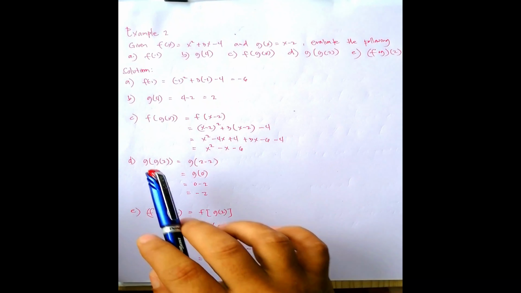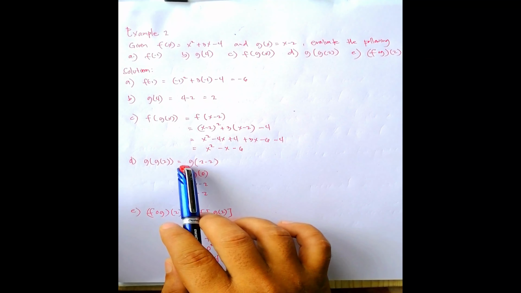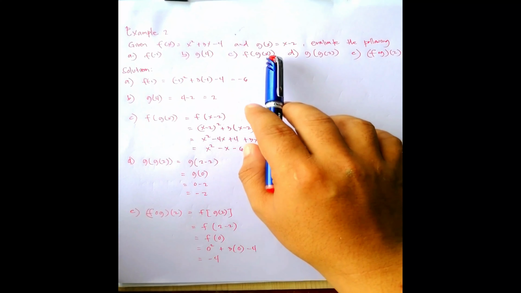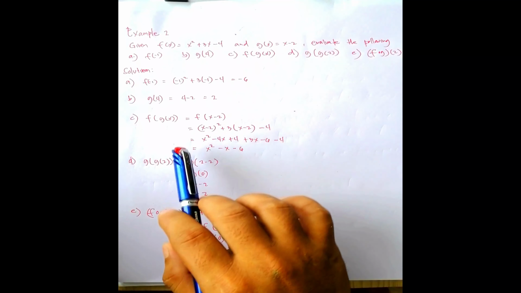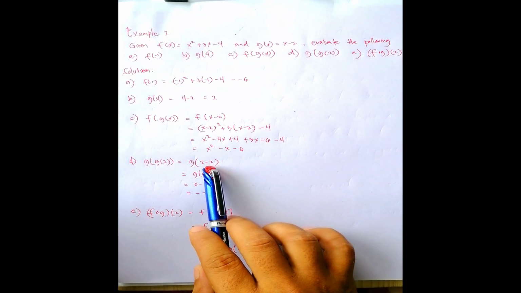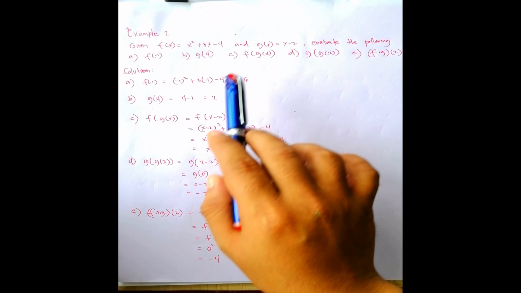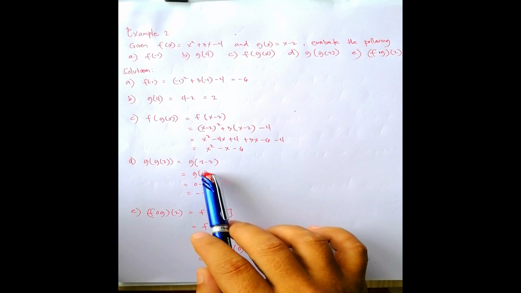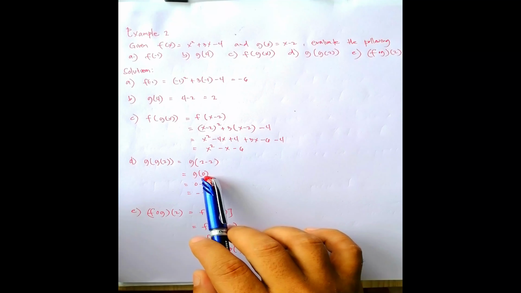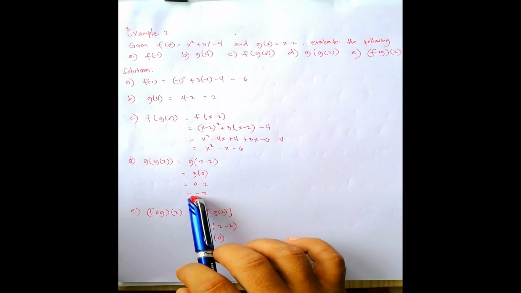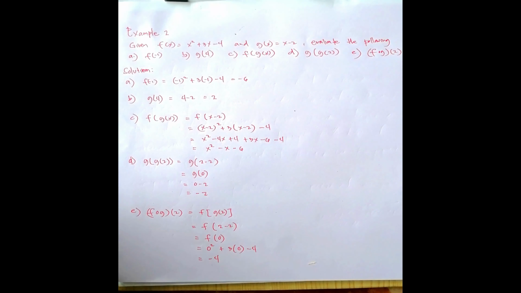For letter D, g of g of 2 is the same as g of 2 minus 2. Why? Because the function g of x is x minus 2. So substituting 2 in x, we have 2 minus 2. And substituting this value into the same function g, since 2 minus 2 is 0, so g of 0. 0 minus 2, the answer is negative 2.